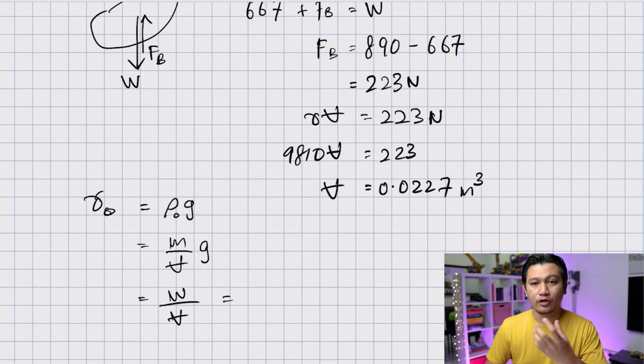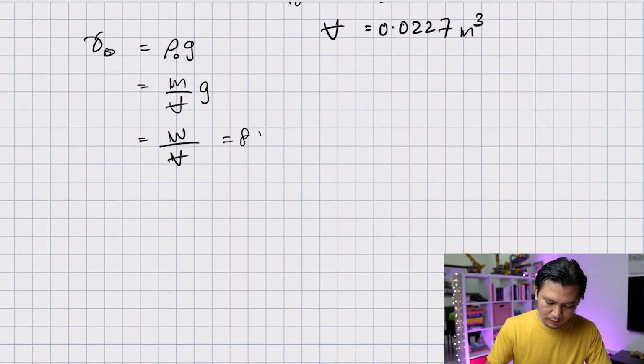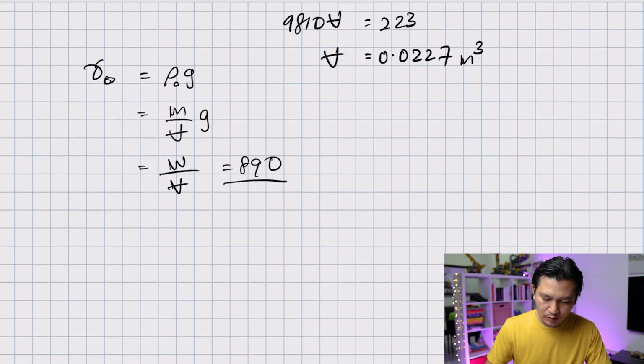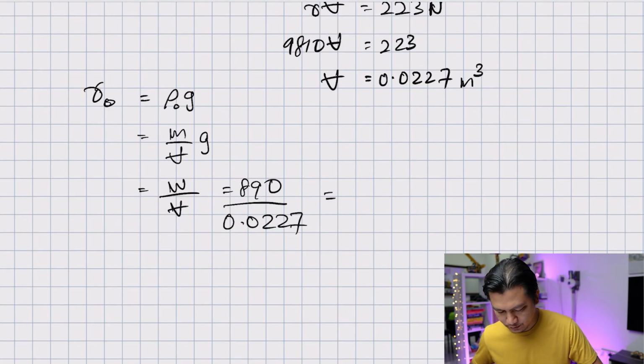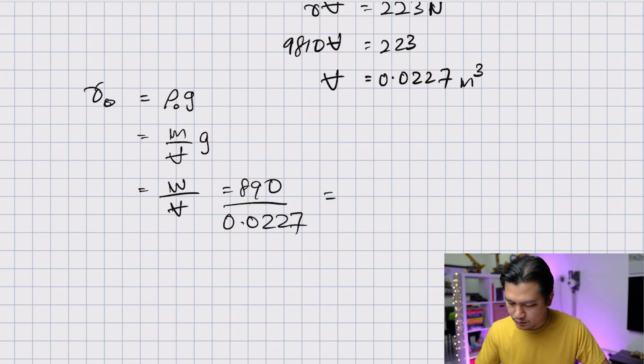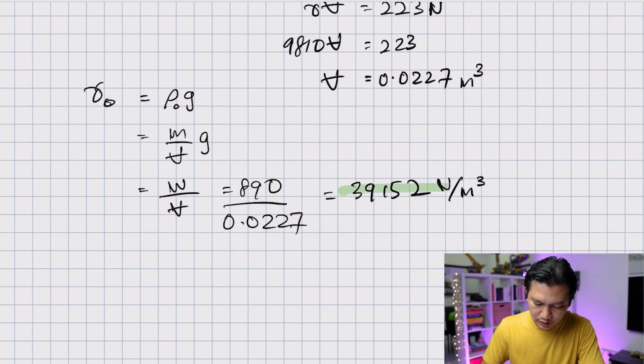We know the weight of the object, that is the weight of the object in the air, 890 Newton, divided by the volume of the object, which is 0.0227. And this is equal to 39,152, and the unit for gamma is Newton per meter cube. Right, so that solves one question.